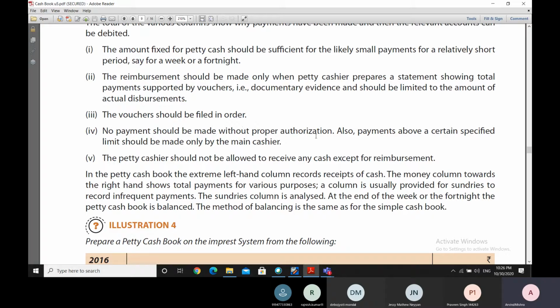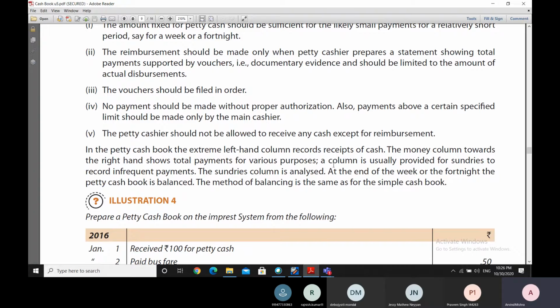No payment should be made without proper authorization of the payment. It's not that if small payments are being made, all those payments can be made without the authorization. It's not that. Also, payments above a certain specified limit should only be made by the main cashier. So there is an upper limit to the amount that can be paid from the petty cash. Now it's very important that petty cashier will not receive any cash. He will only make small cash payments, and except that he will receive cash for reimbursement or replenishment of his cash balance or the imprest cash balance.